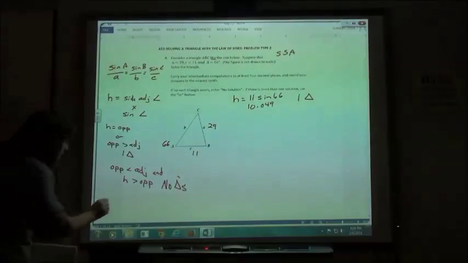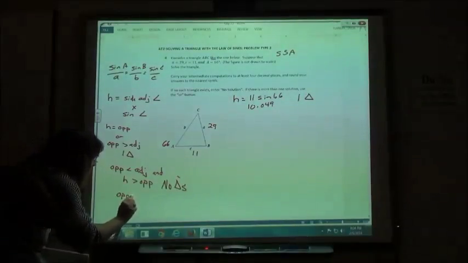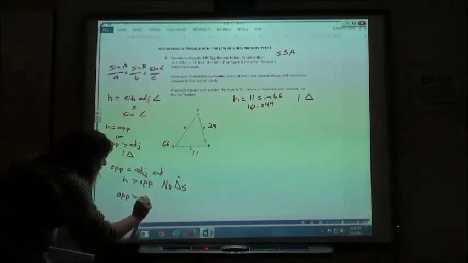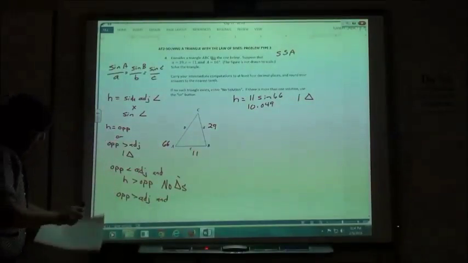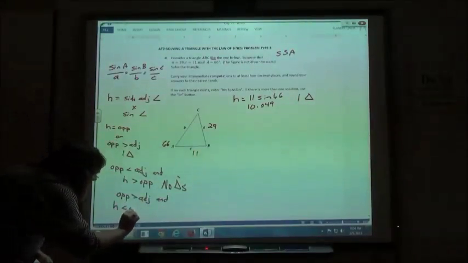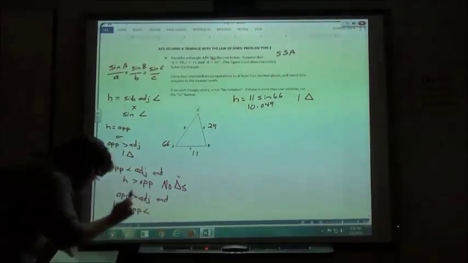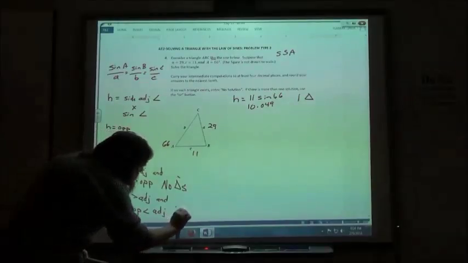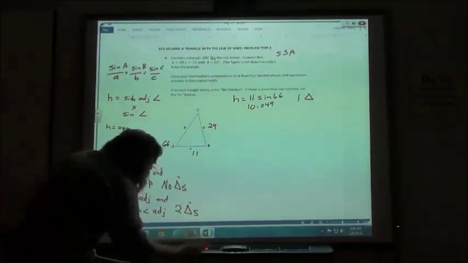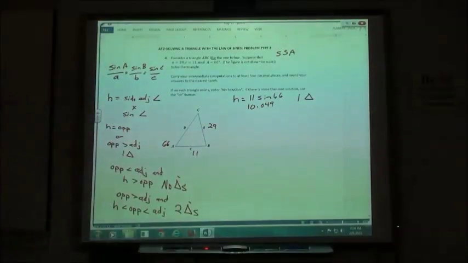If my opposite side is greater than my adjacent side and H is less than the opposite side, which is less than the adjacent side, then I end up having two triangles that work. So, take a minute, jot down those notes, because you're going to need to find out how many triangles you're going to have.